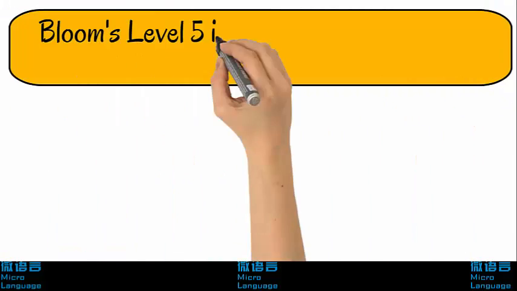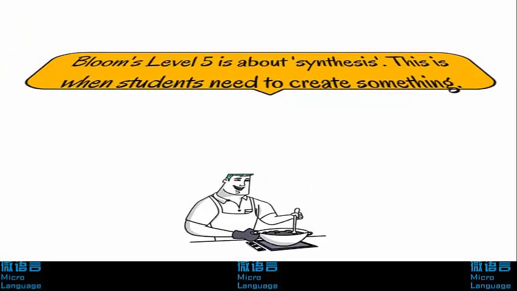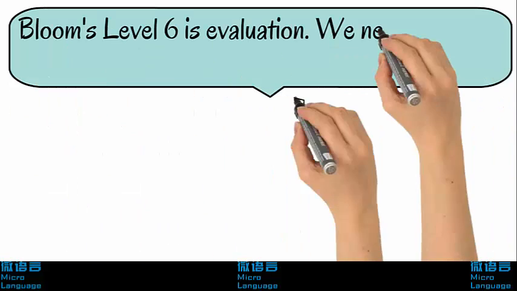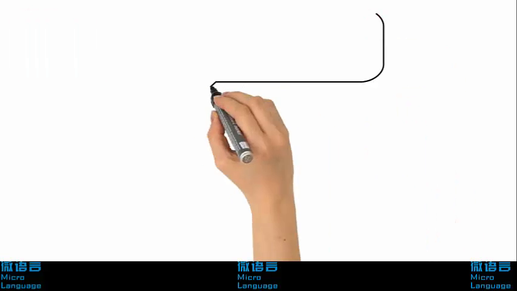At level 5, we have synthesis. Students should be able to create, design, develop, imagine, make up, predict, solve, and change. We may ask students to design their own brochures, websites, phone apps, or other creative projects. Level 6, we have evaluation. Students are asked to give extensive opinions, make judgments, and evaluate their work and the work of their classmates.